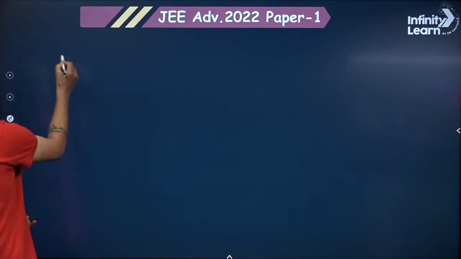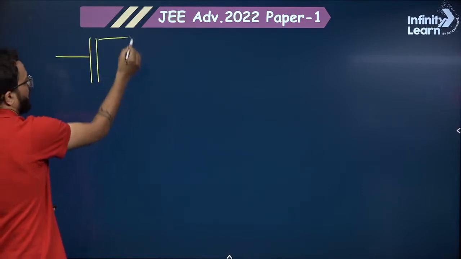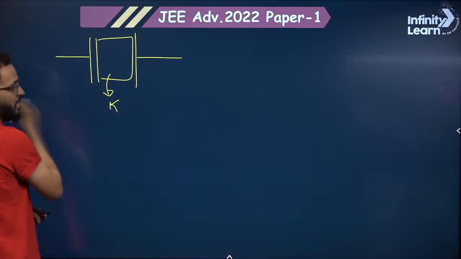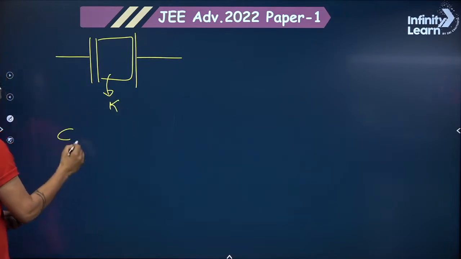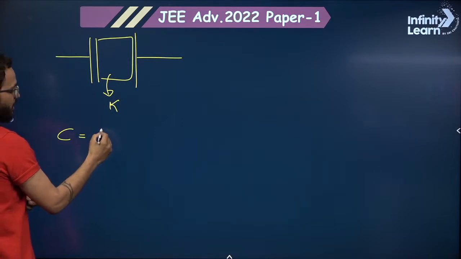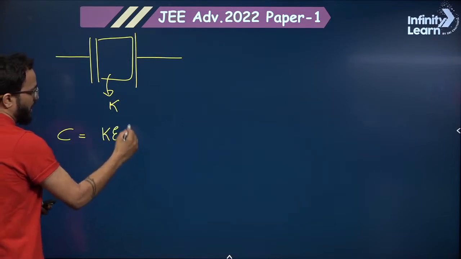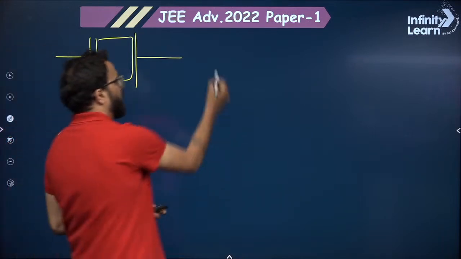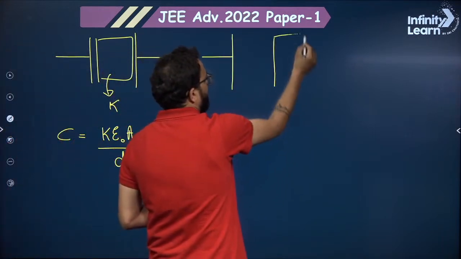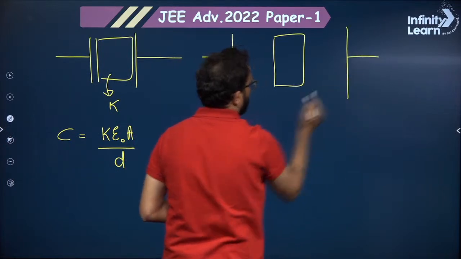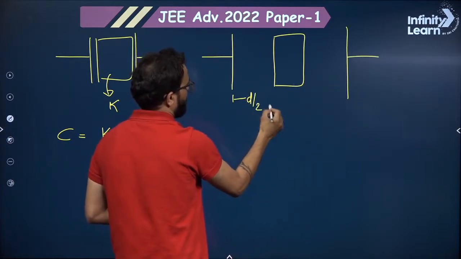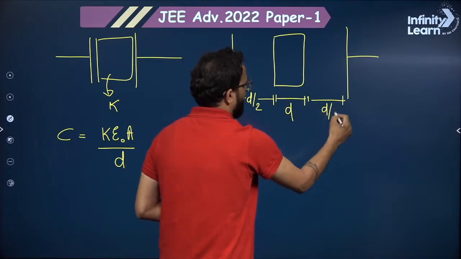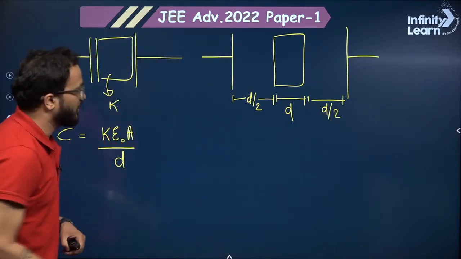So first of all, in this case, there is a dielectric with a dielectric constant K. So what is the capacitance initially? It is K epsilon naught A upon D, right? This is the first case. Now, if you increase the distance between the plates like this, suppose this is D by 2, this is D, and this is D by 2. I have not drawn it perfectly, but just try to understand.